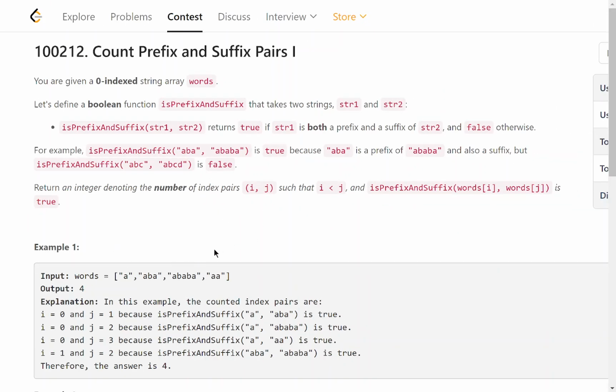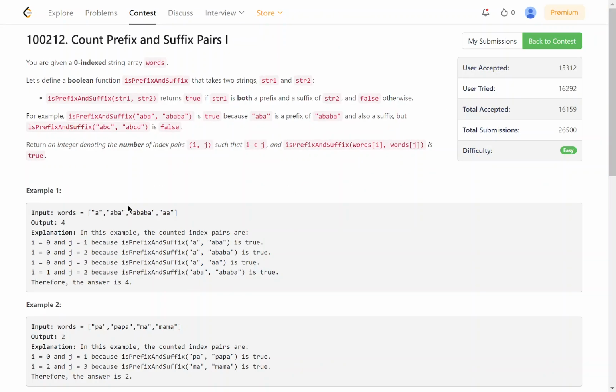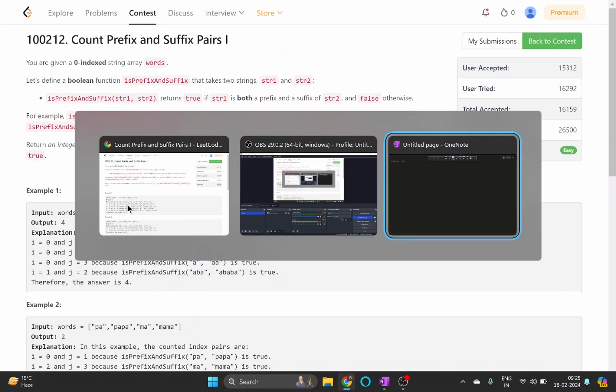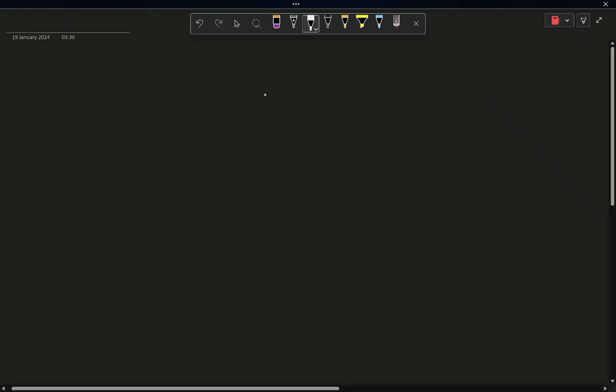So the problem is quite straightforward, and what it says is we have to return an integer denoting the number of index pairs (i, j) in the given words array such that i is less than j and isPrefixAndSuffix of words[i], words[j] is true. So that's what we have to do.